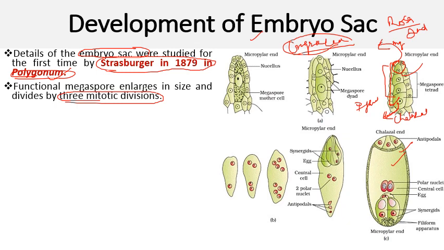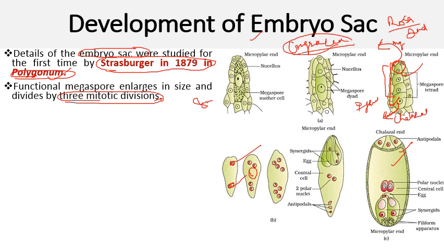So this functional megaspore enlarges in size and divides by 3 mitotic divisions, resulting in an 8 nucleate structure. Firstly, the first mitotic division. After the first mitotic division, जो 2 न्यूक्लिया है they move towards the opposite poles. वो दोनों ही opposite pole की तरफ move करते हैं और opposite corners की तरफ of the embryo sac. A central vacuole starts appearing. एक center में एक vacuole appear होता है.